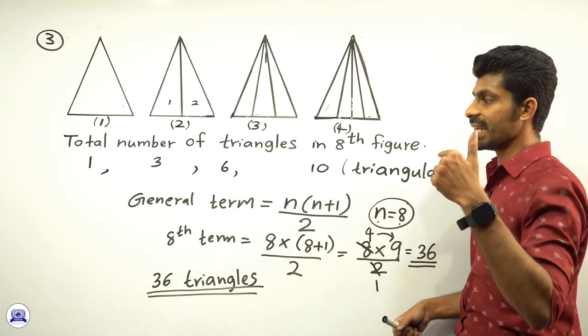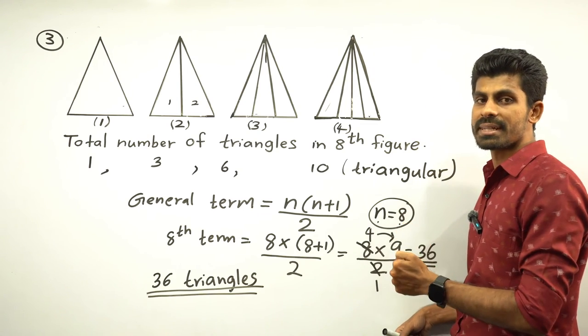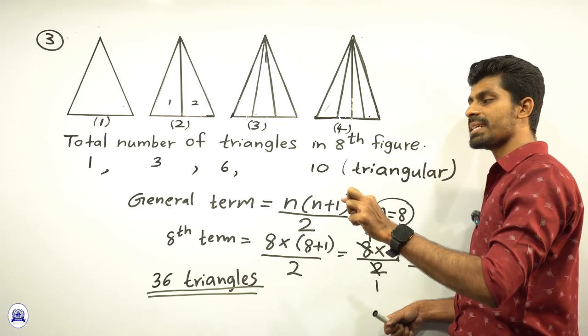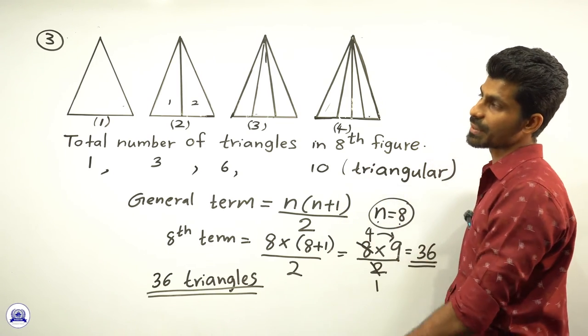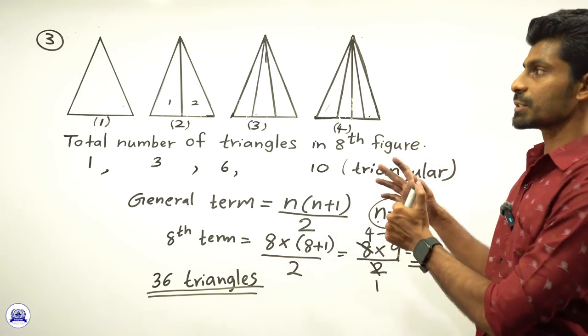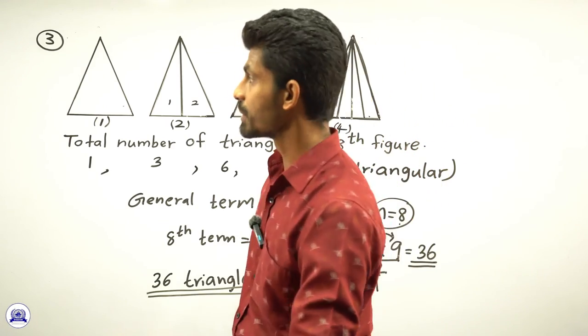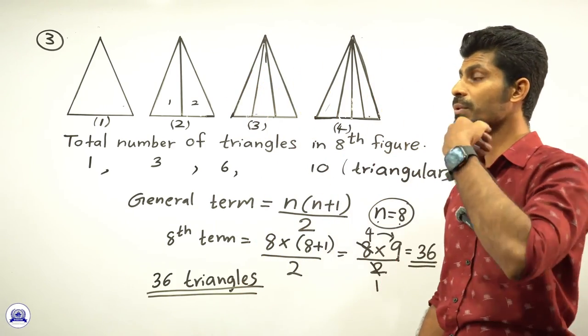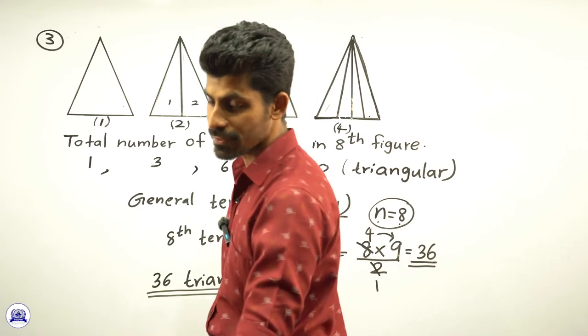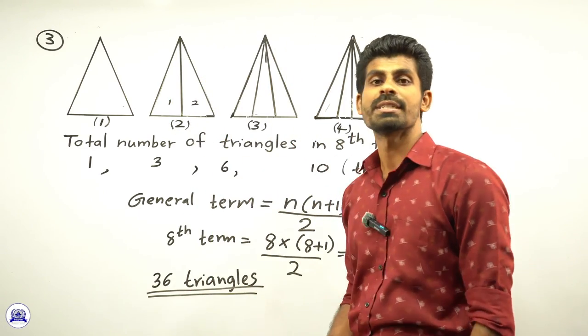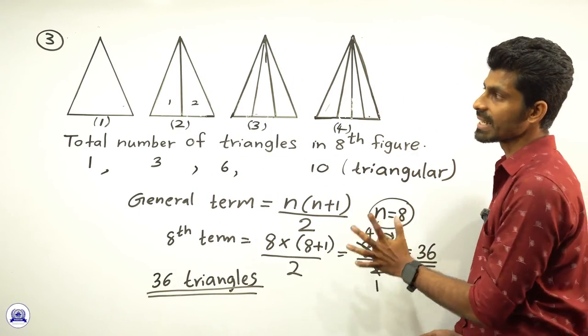That means in the 8th figure, how many triangles are there? 36 triangles are there. Just quickly note it down. So this is the third question. Then we can move to the last question of the session. That is the last question of the first session. So quickly note it down.